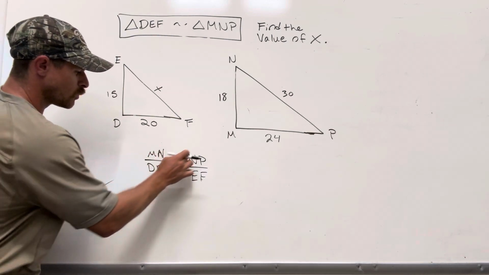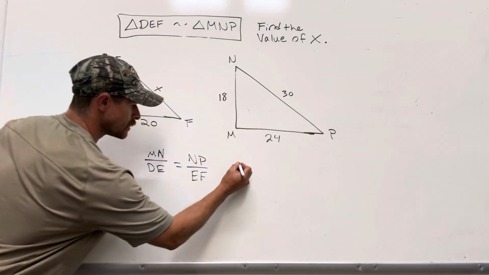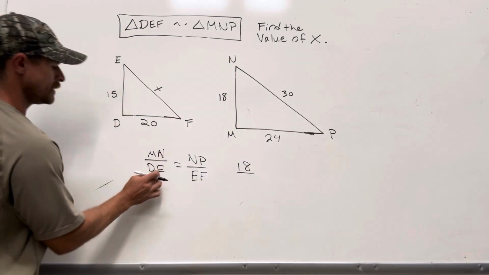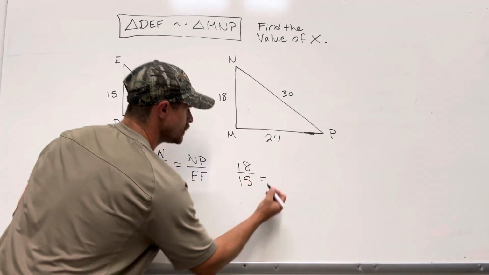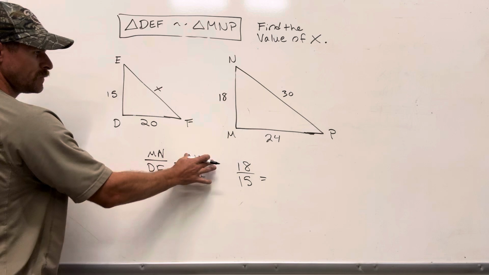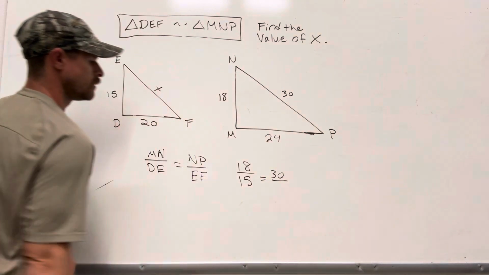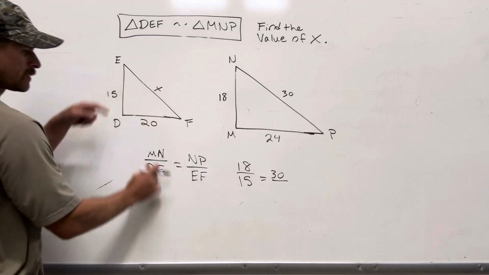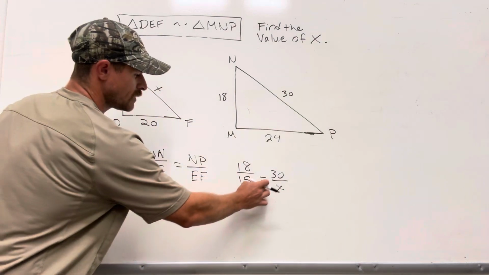Now let's just change each one of these parts to numbers. So MN is 18. We're going to say 18 over DE, which is 15, is equal to NP, 30, over x. Now I've got 18 over 15 equal to 30 over x.